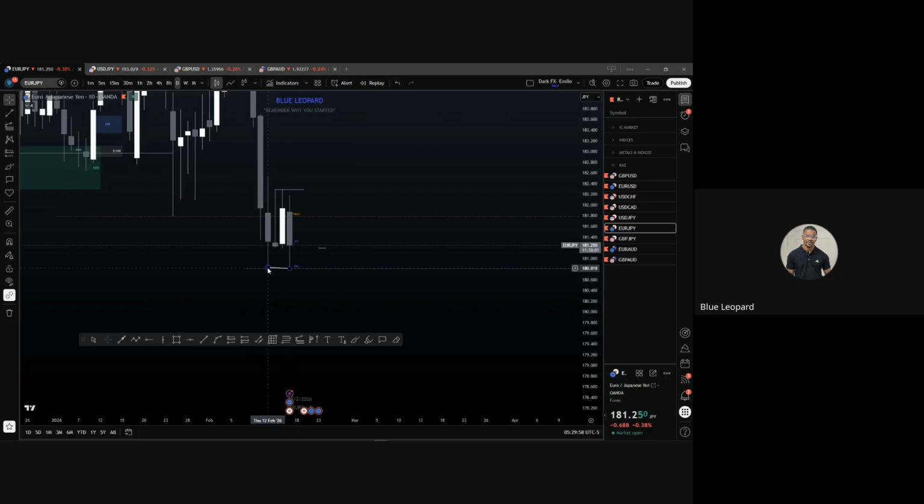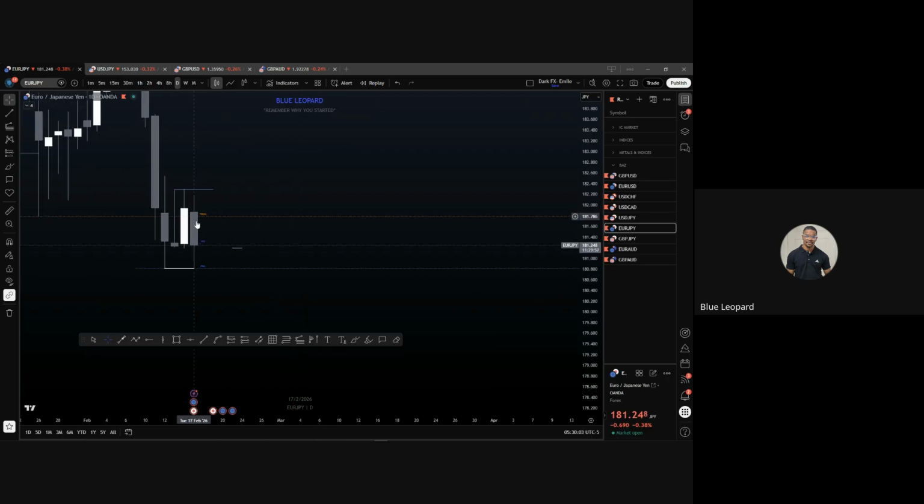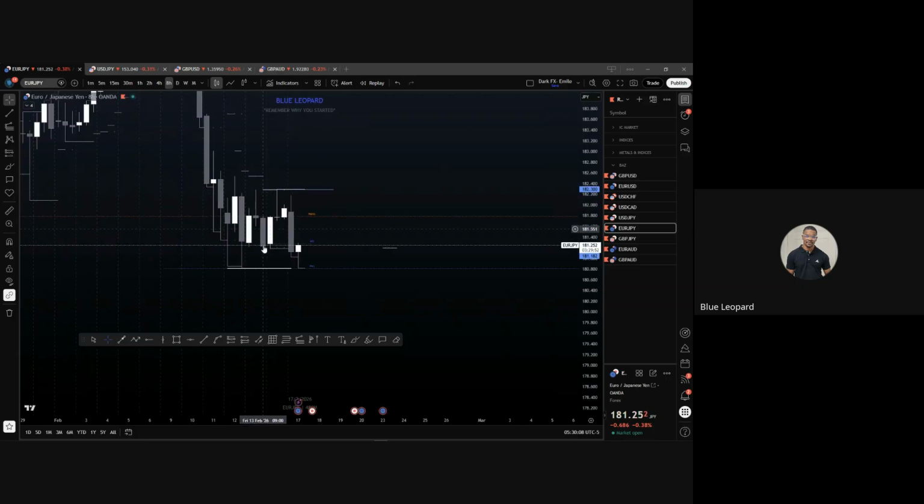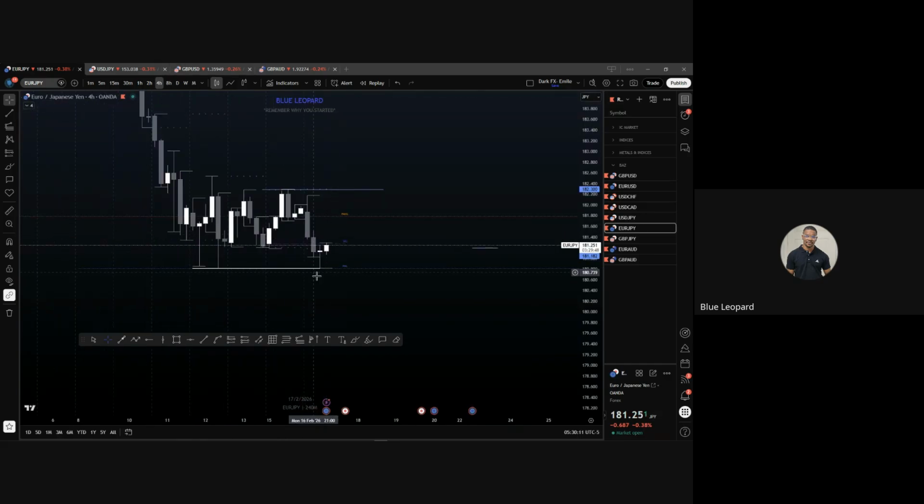This line, these are equal lows, showing that we have liquidity here, but this candle has not closed yet. So if I go on H8, you will see we did not close yet. If you go on H4, we closed now, but the thing is we left equal lows. These equal lows can be a target later.